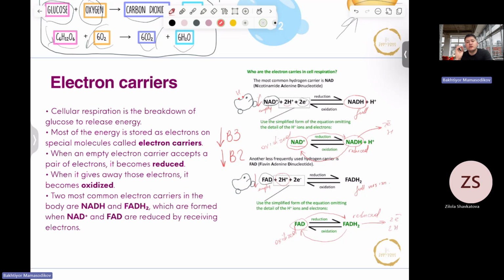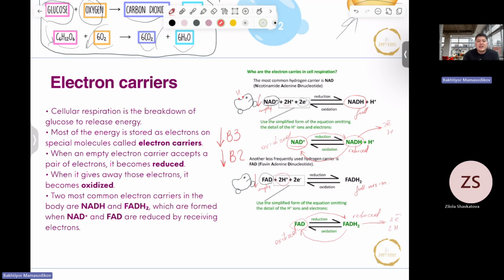Without those electron carriers, ATP production slows down. This leads to symptoms like fatigue and memory loss, because there is less ATP in the brain, which leads to dementia. Less energy in the body, less ATP in the body, leads to fatigue, and less energy in the muscles leads to muscle weakness. So that's why they are very important.